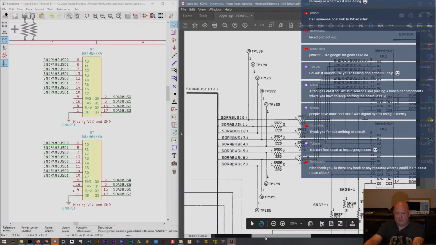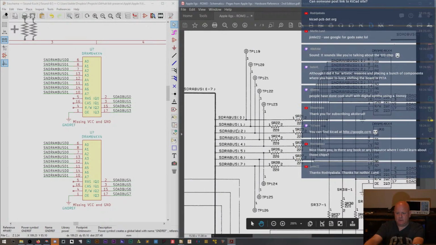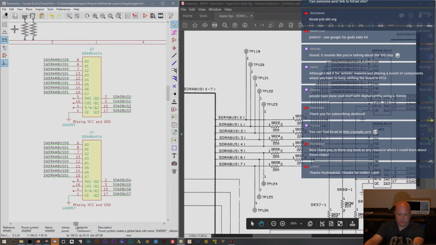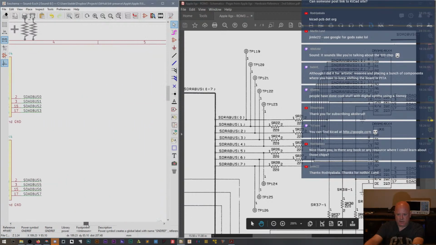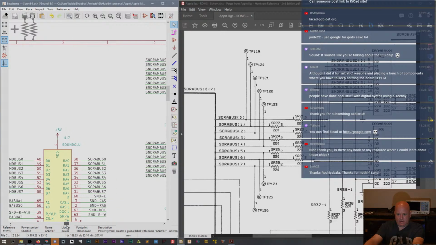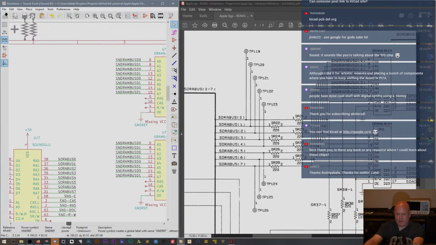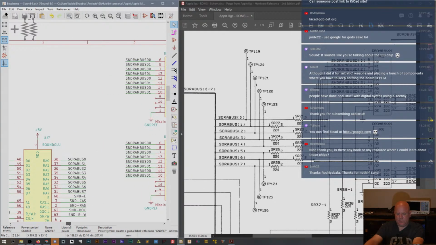Okay, so what the heck's going on with these resistors? So there's some resistors here between the SO RA bus. What is RA? RAM? Maybe that's, oh, okay. So sound RAM bus. Okay. And they got 220 ohm resistors. So let's do it this way. Let's see, how would we want, and there's test points in there too.